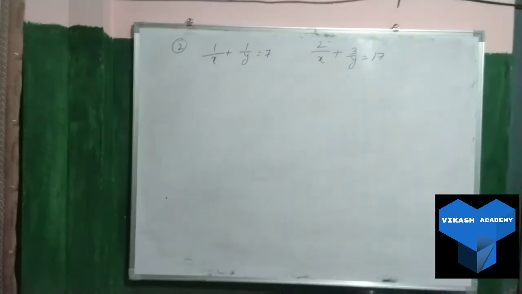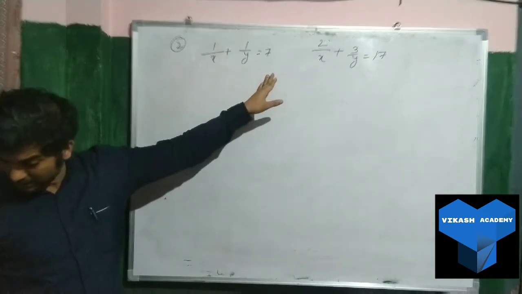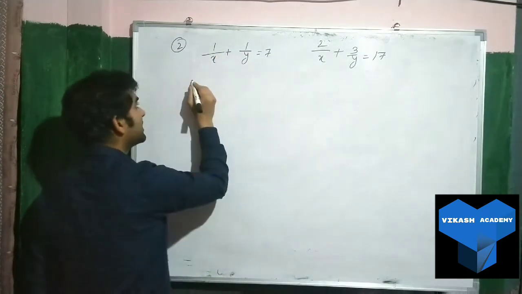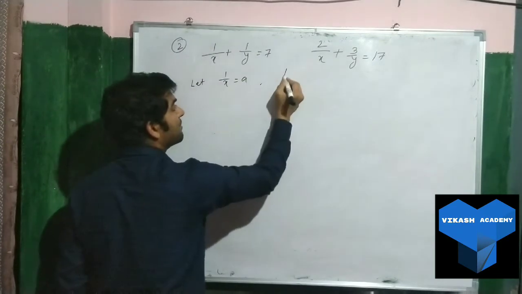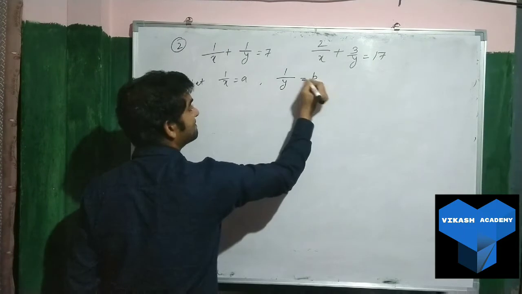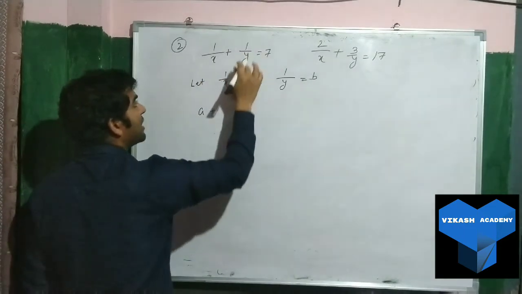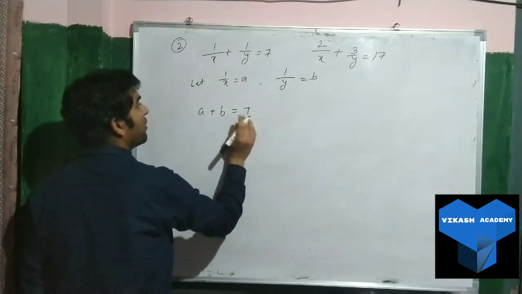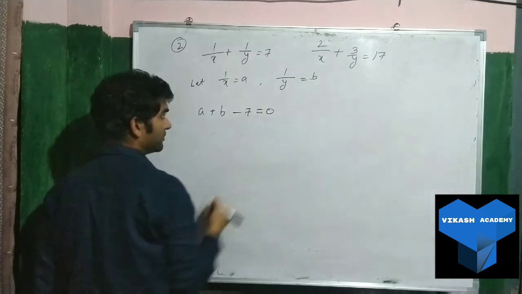Okay, how we will simplify, you will see here. Equation 1: 1 by x plus 1 by y is equal to 7. Equation 2: 2 by x plus 3 by y is equal to 17. Let 1 by x is equal to a and take 1 by y is equal to b. So at place of 1 by x we will write a, at place of 1 by y you will write b. Because you have already taken equal to 7, I will take 7 that side, so it will be a plus b minus 7 is equal to 0.